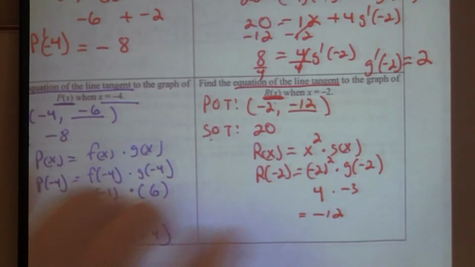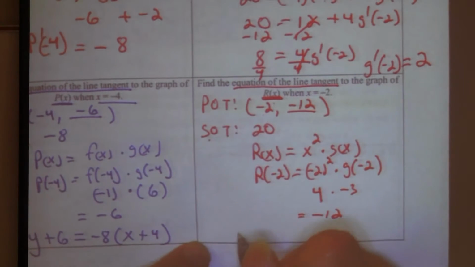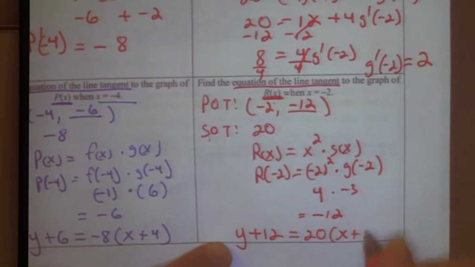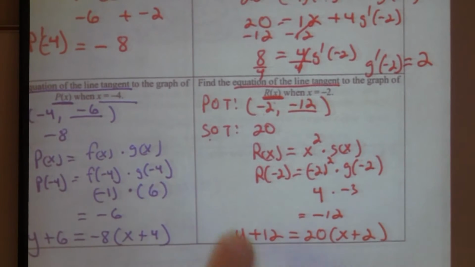And can we write our equation now? Alright, what's it going to be? Y plus 12 equals 20 times x plus 2. Beautiful.